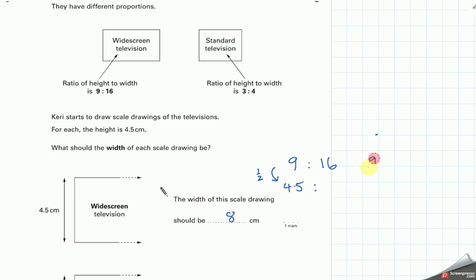You can do them as fractions. 9/16 is equal to 4.5 divided by x, the same lengths. These are the equivalent sides. You can flip it and then multiply by 4.5. So 16 over 9, and we're going to get, halving again, 8 centimetres. Okay.